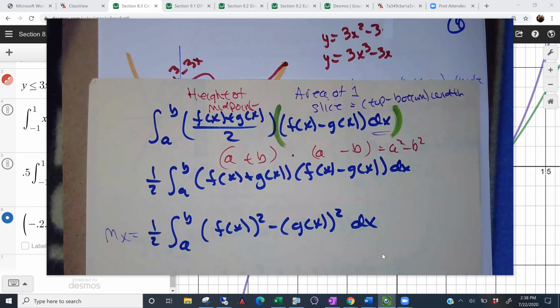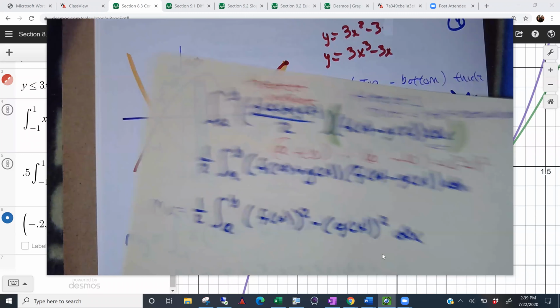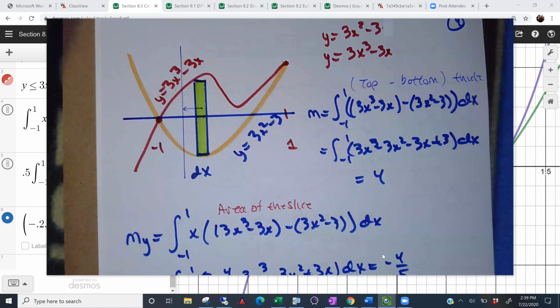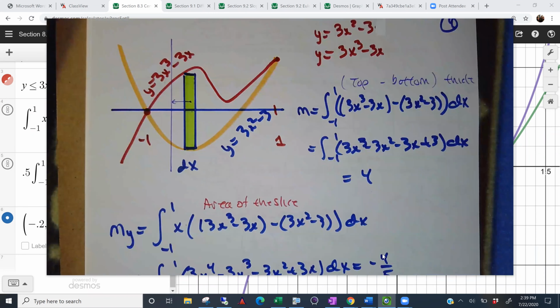Is that helping out? Is there something more I can add there? Something, a detail that you're still not getting? All right. Any other questions on this one? Okay, cool.